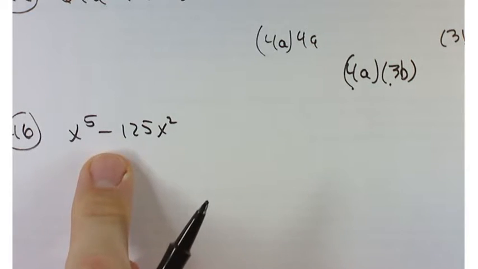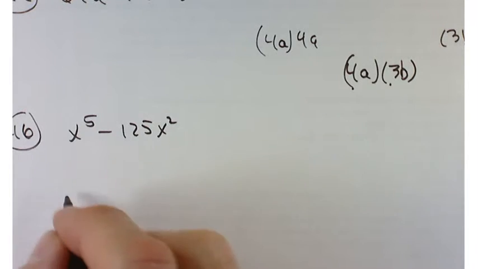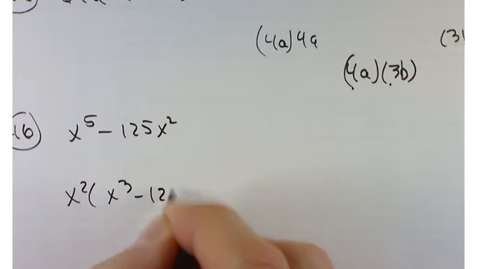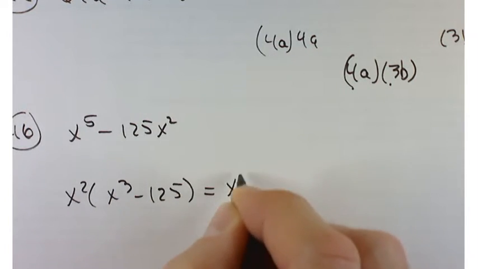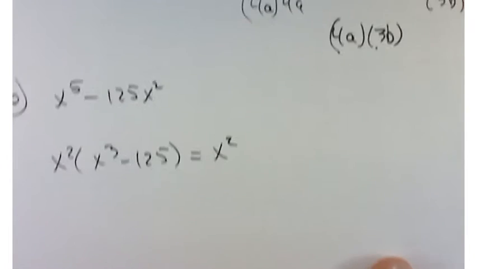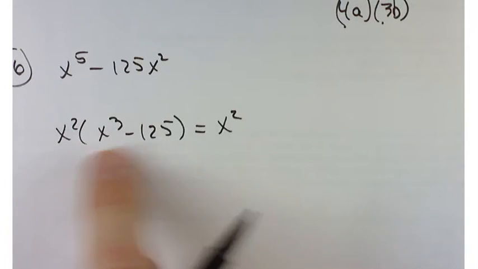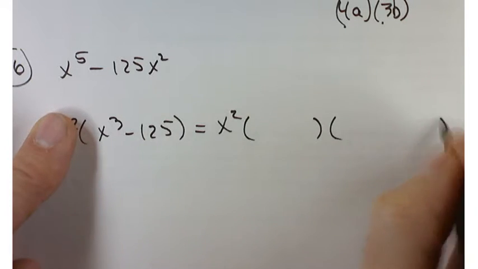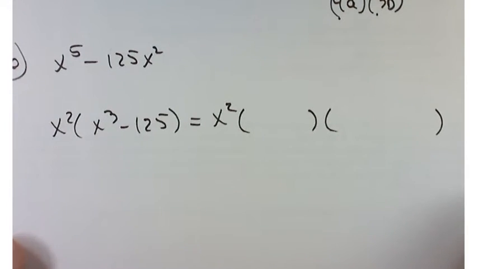What should I do here first? Take out the x squared. Thank you. So x squared times x cubed minus 125. Now the x squared is going to stay out in front. But what's left inside here is the difference of cubes. So let's see if we can't split that up like that.